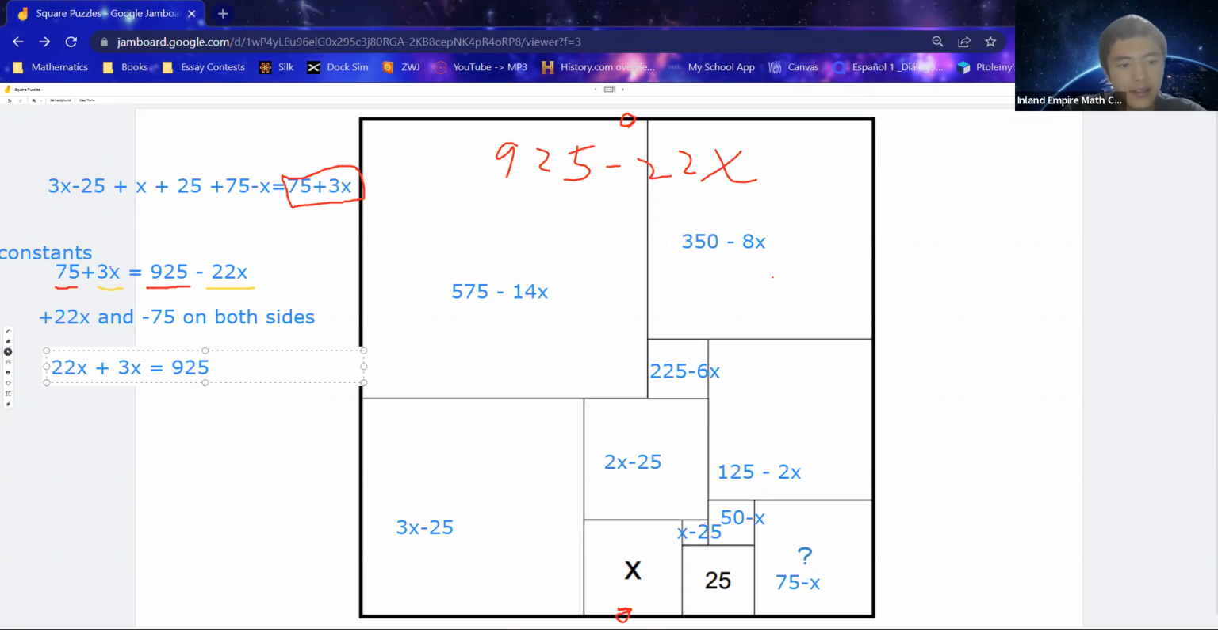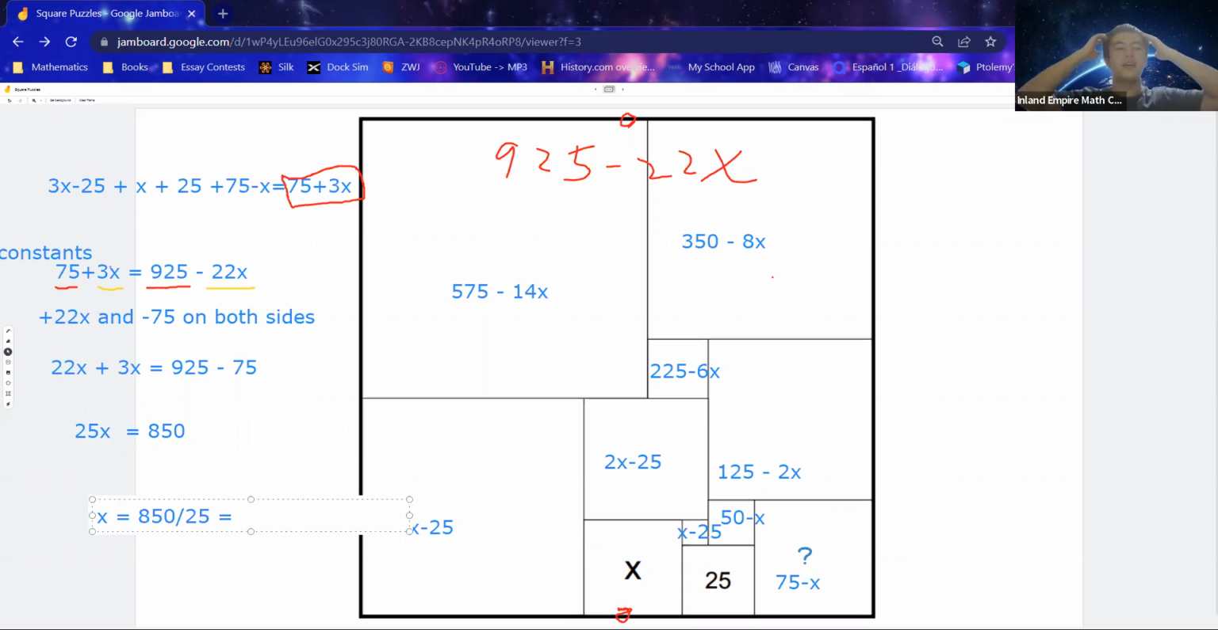Instead, we have 925 minus 75. And if you simplify it further, you would have 25x is equal to 850, which means that x is equal to 850 divided by 25, which is, I would believe, is that, which mathematical genius wants to tell me the answer? 850 over 25. Okay, that is correct.